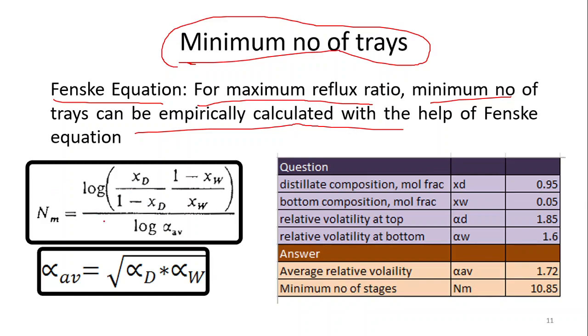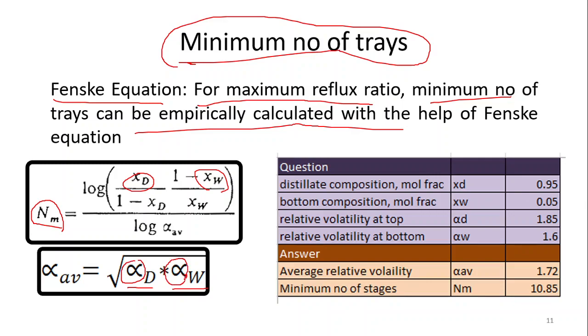So Nmin, the minimum number of stages, is equal to log of [xD upon (1 minus xD)] times [(1 minus xW) upon xW], divided by log alpha average. Log alpha average means the square root of alpha D multiplied by alpha W. Alpha is nothing but the relative volatility. xD is the composition of A in the distillate, and xW is the composition of A in the bottom. Alpha D is the relative volatility of A with respect to B in the distillate, and alpha W is that in the bottom.